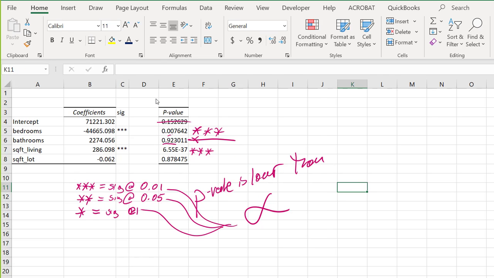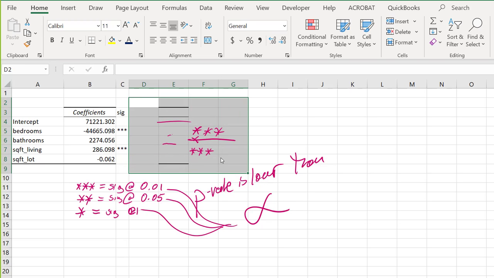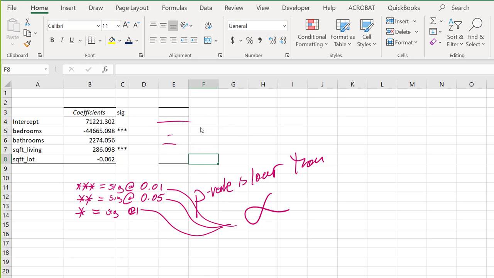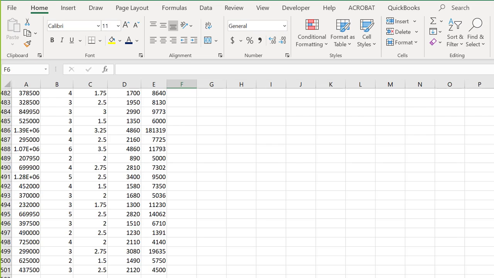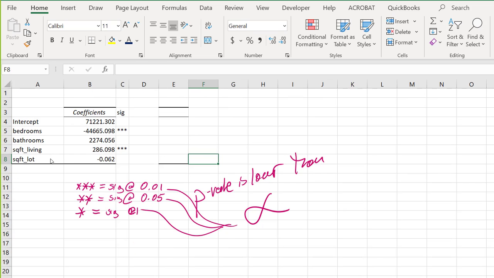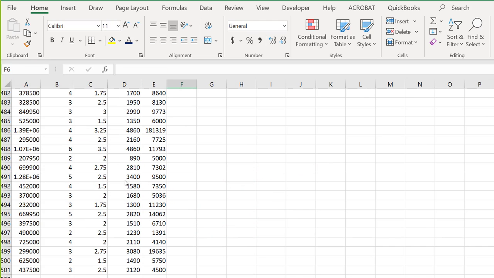I'm going to keep this for scratch. I'm going to erase all of this stuff. Don't need this. I guess I don't know how to erase that. I'll just erase it with the back of the pencil. And now I'm done with regression number 1. I have to throw out bathrooms. So I go back to my KC data.